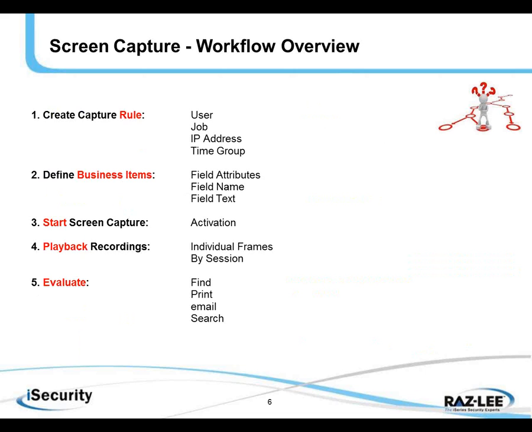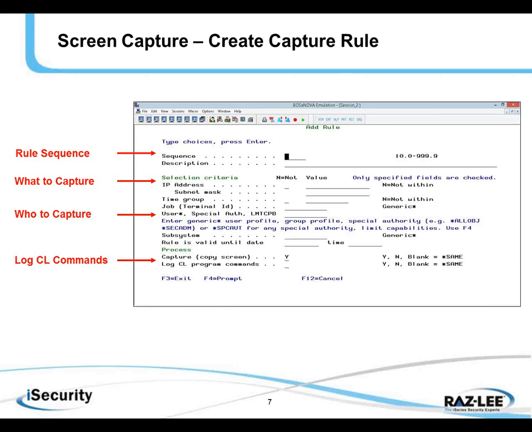So the workflow of capture is, number 1, to create a rule based on the user profile, the job, the IP address, or time group, to define business items based on field attributes, part of a field name, part of a field text, to begin the screen capture session, and at the end of the session to play back the recordings either by individual frames or the entire session of the user, and afterwards to be able to search the session which was recorded for a particular character string, perhaps social security number, perhaps credit card mask, to email the session, log file, to print it, etc.